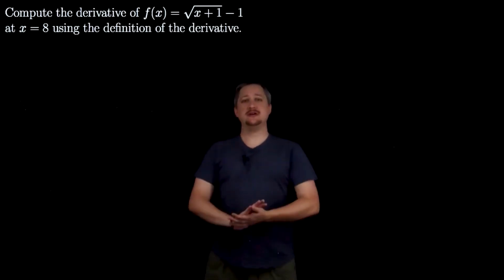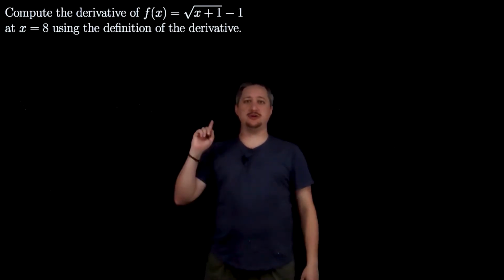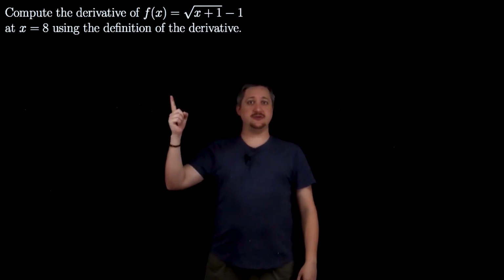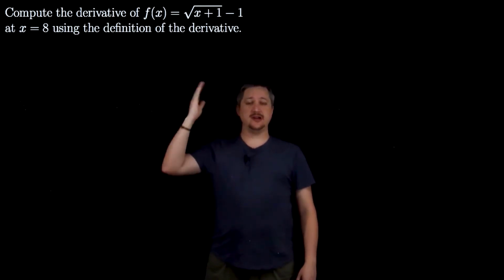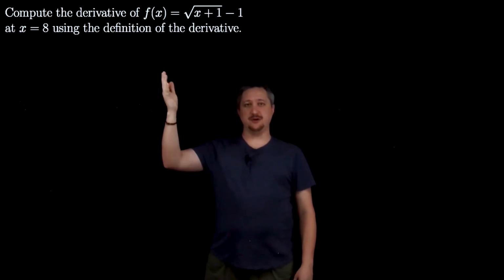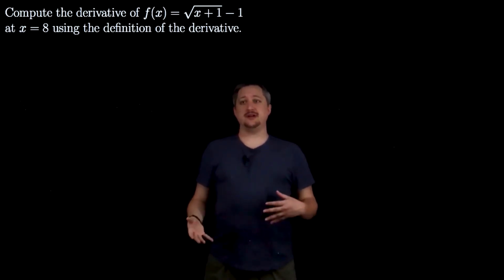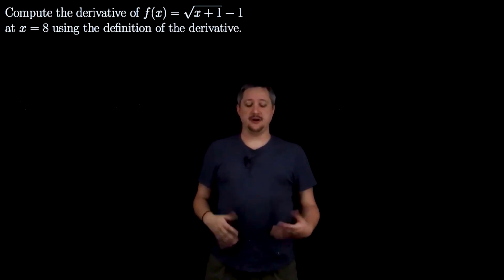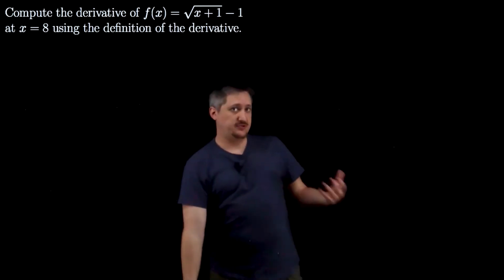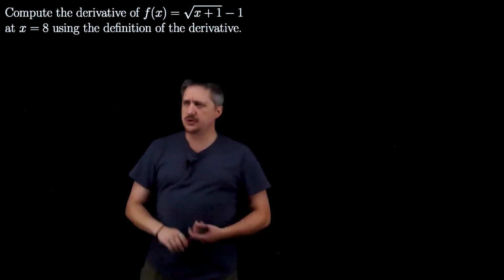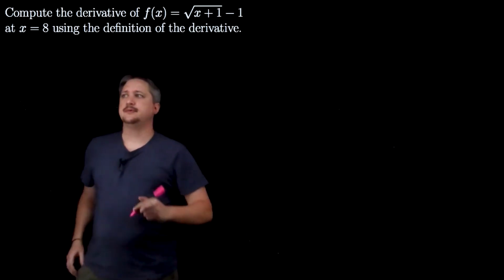Hello. So for this example, we are going to be calculating a derivative at a given point. We have f of x here, the square root of x plus 1, all minus 1, and we want to know specifically what the derivative is at x equals 8. To do this, we want to use the definition of the derivative. So remember our definition.